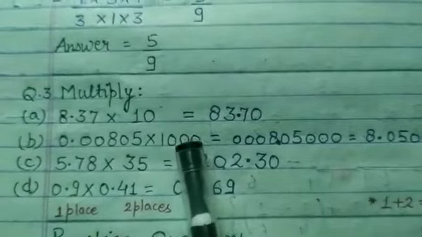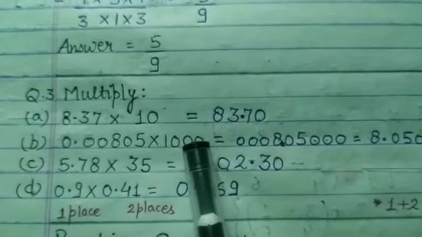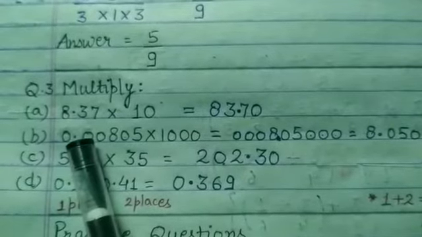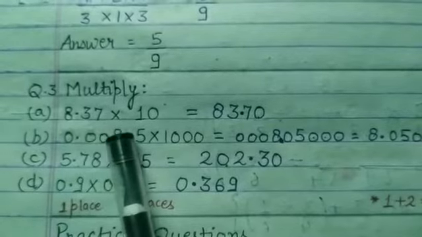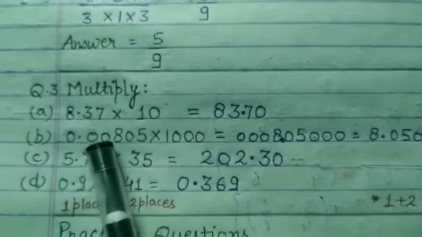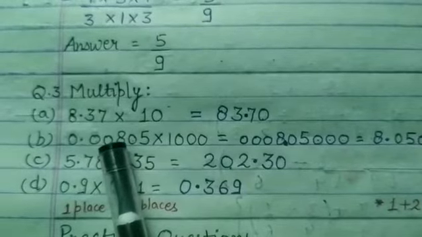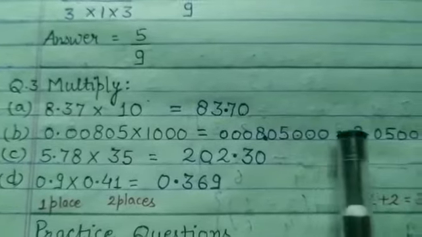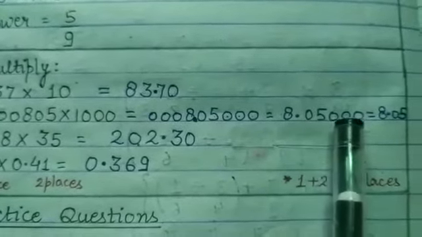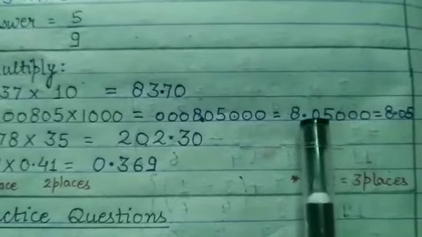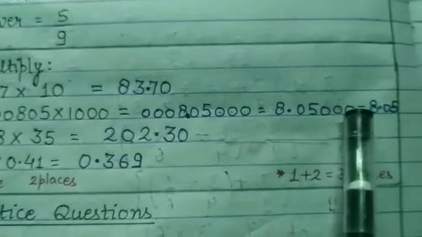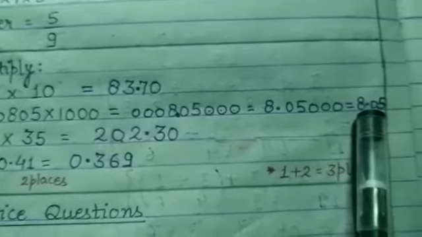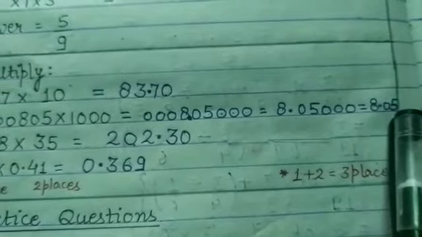Similarly here we are multiplying by 1000. So it has 3 zeros. That means the decimal will be shifted 3 places towards the right side. 1, 2 and 3. So here it is 8050 or 8050.000. After the decimal, if there is only 0 and no number after 0, we can cancel out these zeros. So it is also equal to 8.05.